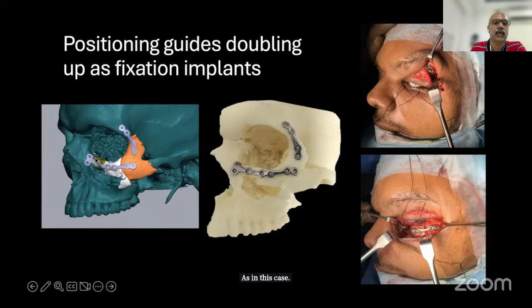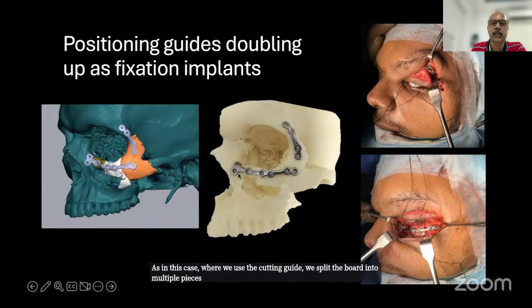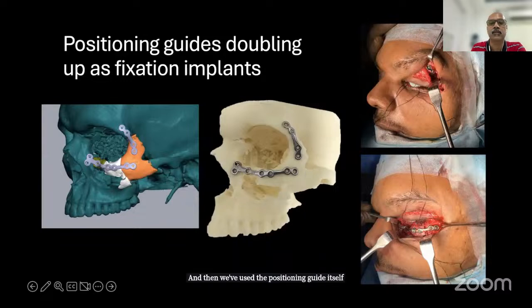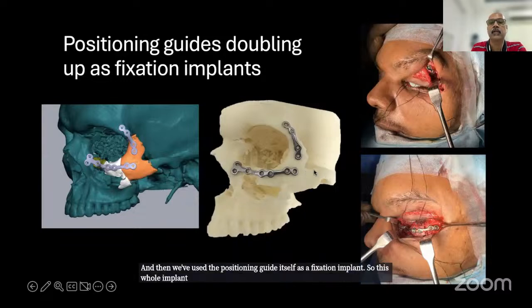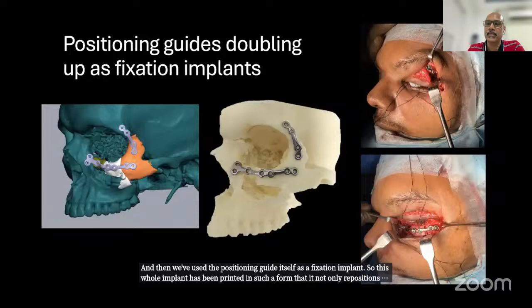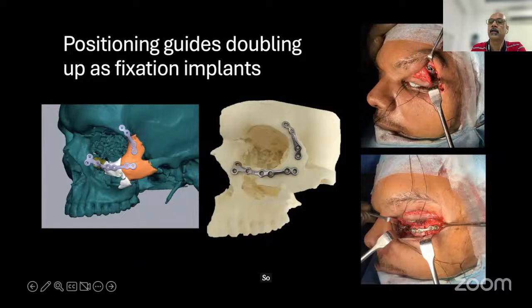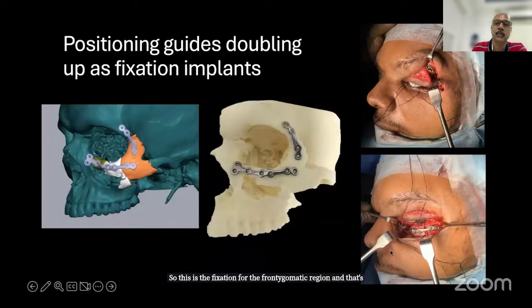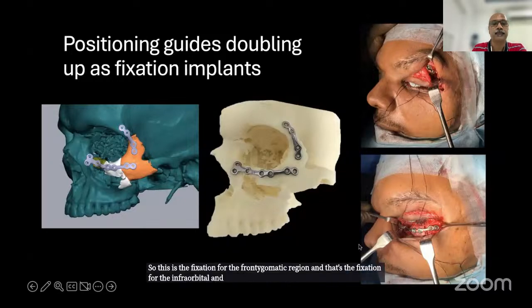Now, sometimes what happens is the positioning guides themselves act as fixation implants, as in this case, where we use the cutting guide, we split the bone into multiple pieces, and then we've used the positioning guide itself as a fixation implant. So this whole implant has been printed in such a form that it not only repositions the bone, but also establishes fixation and can be left in situ. So this is the fixation for the frontozygomatic region, and that's the fixation for the infraorbital and zygomatic region.